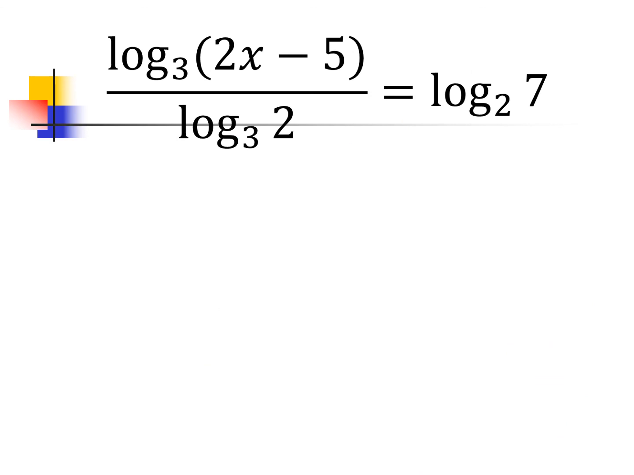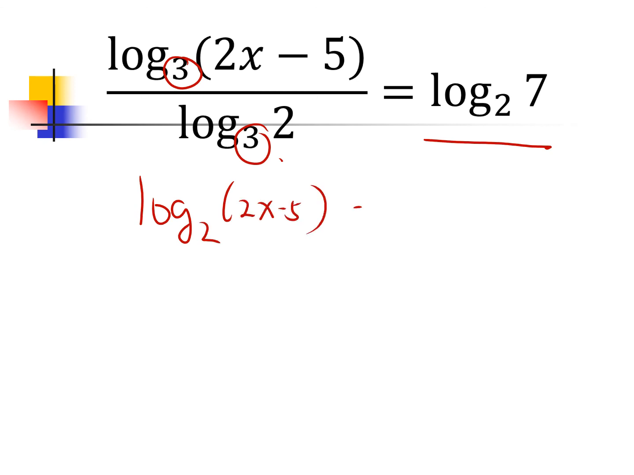Okay, let us now try this one. Logarithm of 2x minus 5 to the base 3 over logarithm of 2 to the base 3 is equal to logarithm of 7 to the base 2. Kung mapapansin natin, ang logarithm sa kabila ay may base na 2 at nasa denominator ito. So therefore, pwede natin gamitin ang change of base formula. Since parehas naman po ang base natin dito, pwede natin i-rewrite ito as logarithm of 2x minus 5 to the base 2 is equal to logarithm of 7 to the base 2.